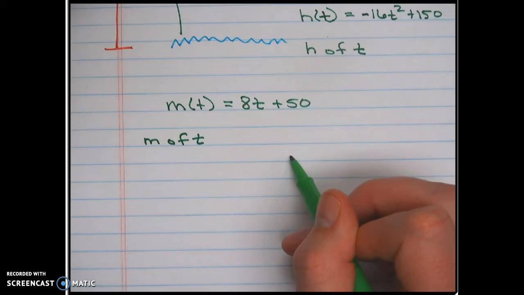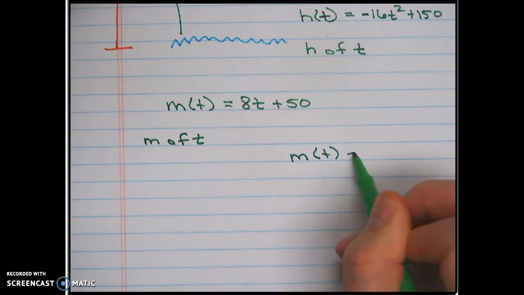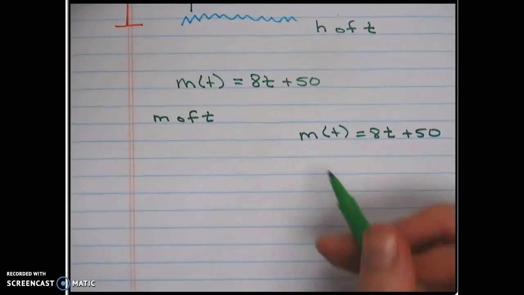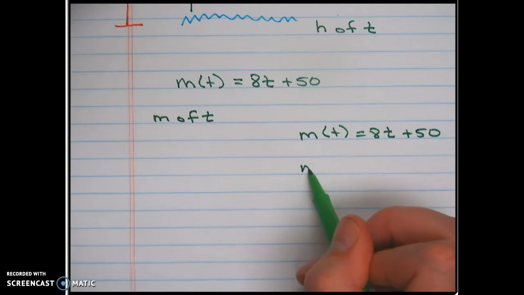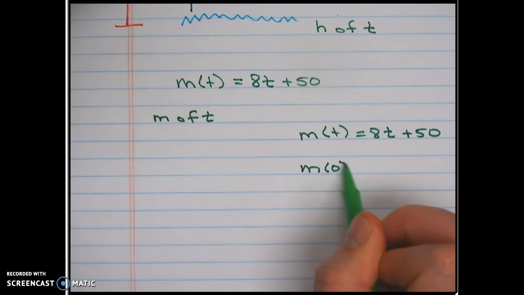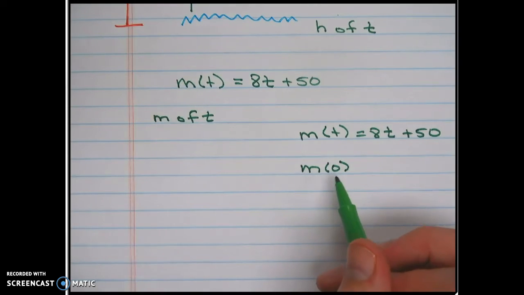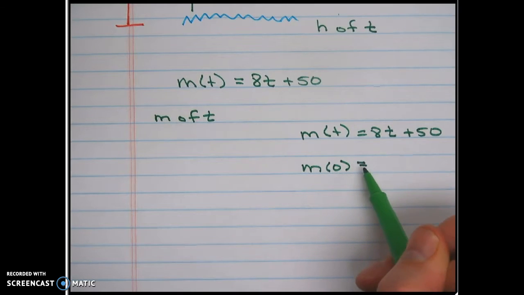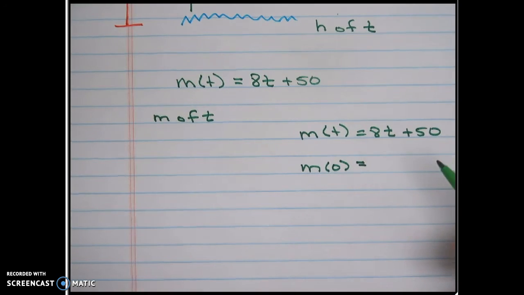And so you could say, okay, my money depends on time, and I'm going to get $8 an hour, so 8 times every t, plus the $50 for the training. And you could figure things out like, what is my money after 0 hours? That's what this means. M of 0 would mean my money after 0 hours. Well, how would you figure out your money after 0 hours? Well, in the story, it's just $50 because that's how much you get just for training.